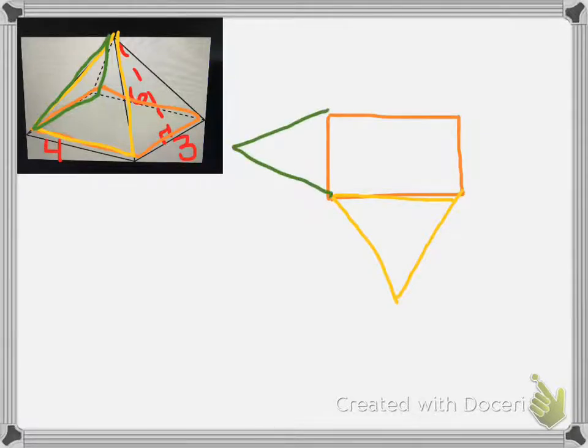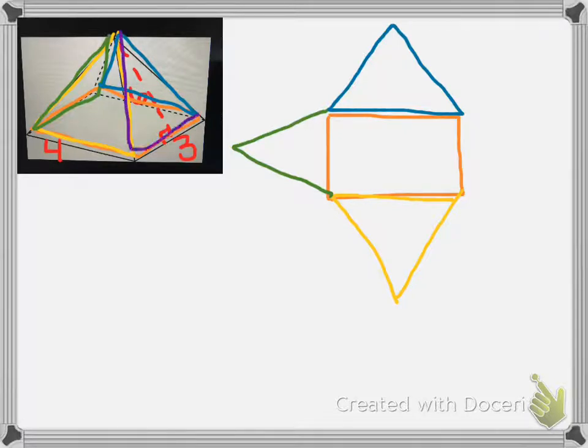Obviously this is not to scale, and you know that I'm not the greatest artist in the world, so I'm doing my best. Let's draw the triangle in the back here in blue. And last but not least, we will draw this triangle over here to the left. All right, so that's what the net of the rectangular pyramid is going to look like.